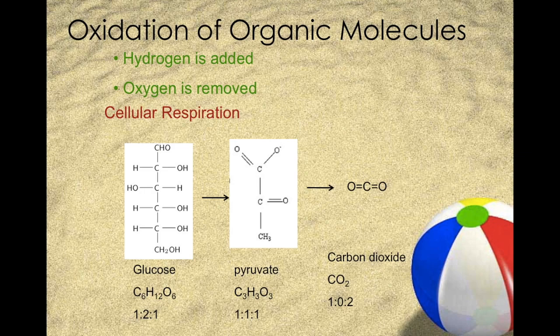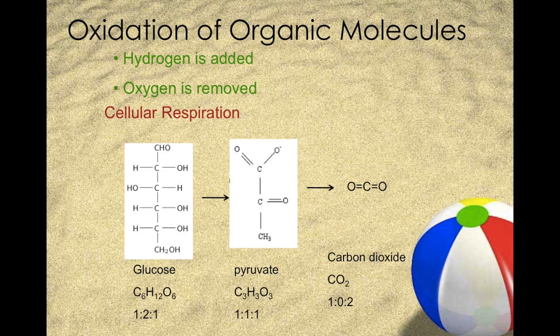So basically, if you look at the ratio of carbon to hydrogen to oxygen in glucose, it's 1 to 2 to 1. Then in pyruvate, carbon to hydrogen to oxygen, it's a 1 to 1 to 1 ratio. So in other words, it's oxidized. It's got more oxygen and less hydrogen. And then when we go to CO2, we have no hydrogen at all, and it's 1 carbon to 2 oxygens. And in the same process, I don't show it here, but we also form water.